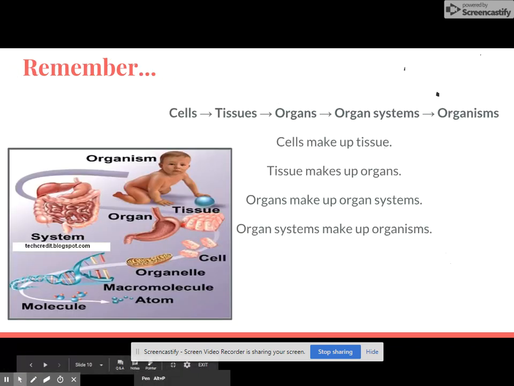Last thing to remember is your levels of organization. You learned this back in 7th grade. Just to refresh your memory, cells make up tissues. Tissues make up organs. Organs make up organ systems. And then multiple organ systems in the body make up organisms.